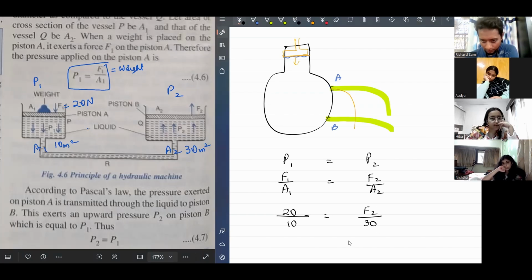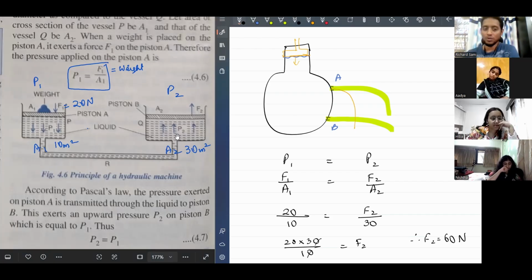So what do we get for F2? We get 20 into 30 upon 10 is equal to F2. So F2 is coming to 20 into 3, which is 60 newtons. So how much force did I apply on the left side? We applied a force or weight of 20 Newton. But on the right side, the force became 60 Newton. You see, this hydraulic machine can be used to increase the force. You're applying a lesser force on the left, but a greater force will be felt on the right side. The pressure is the same on both the sides.